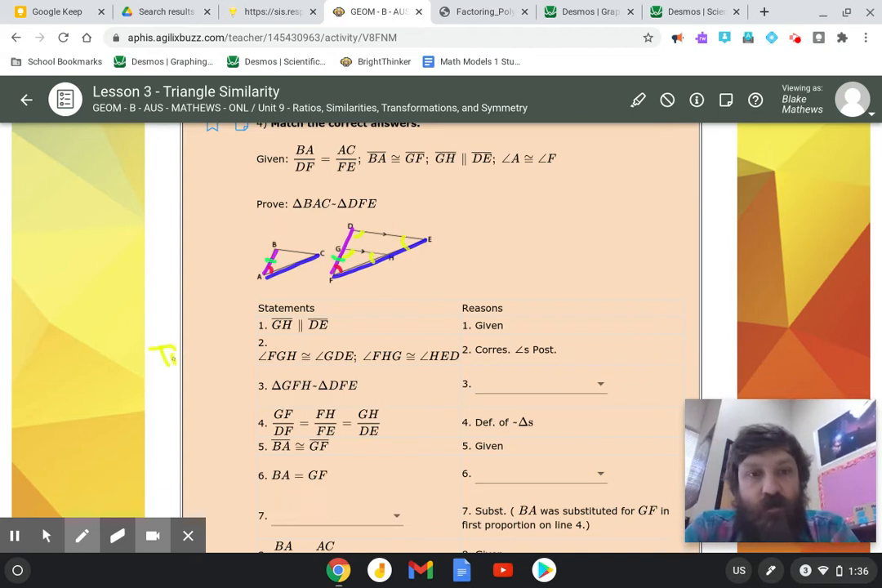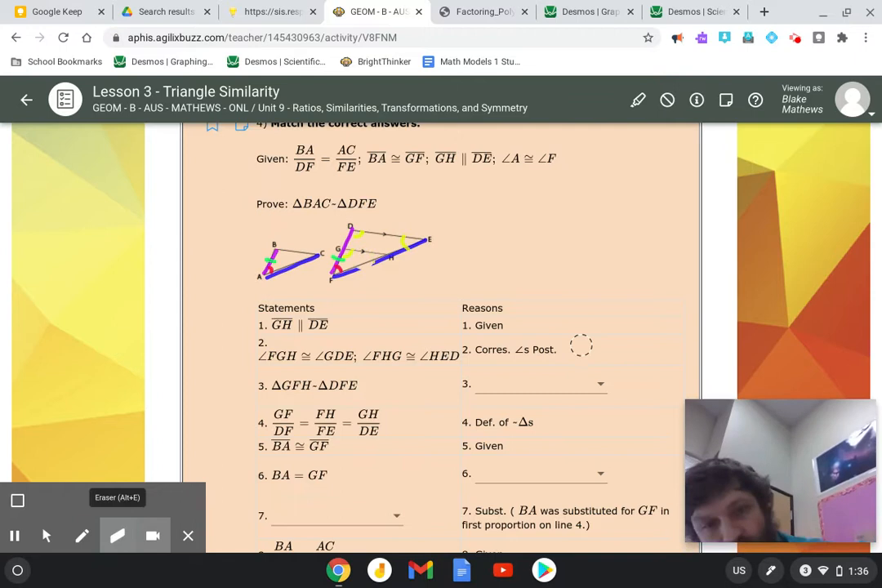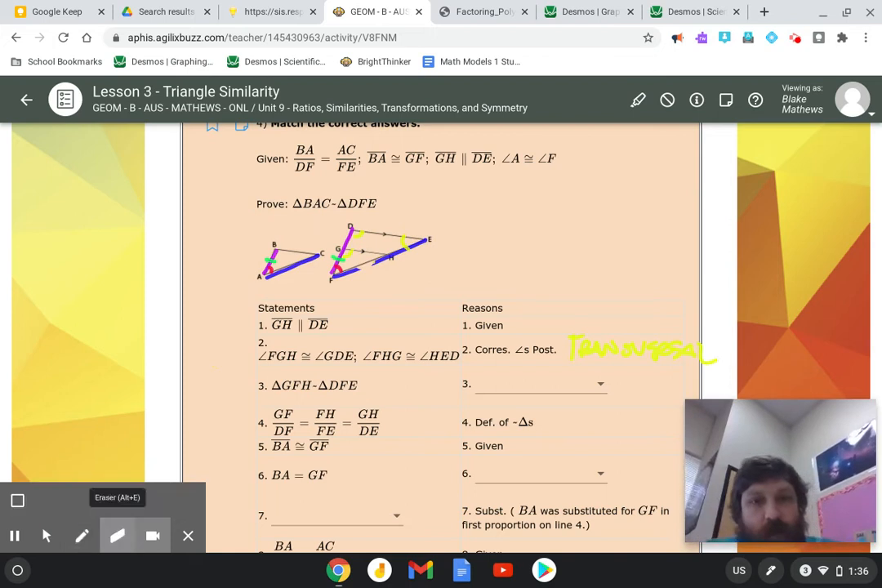So we're using a transversal situation right there. Let's go back. So this is coming from the transversal. Write that down. Transversal. All right.